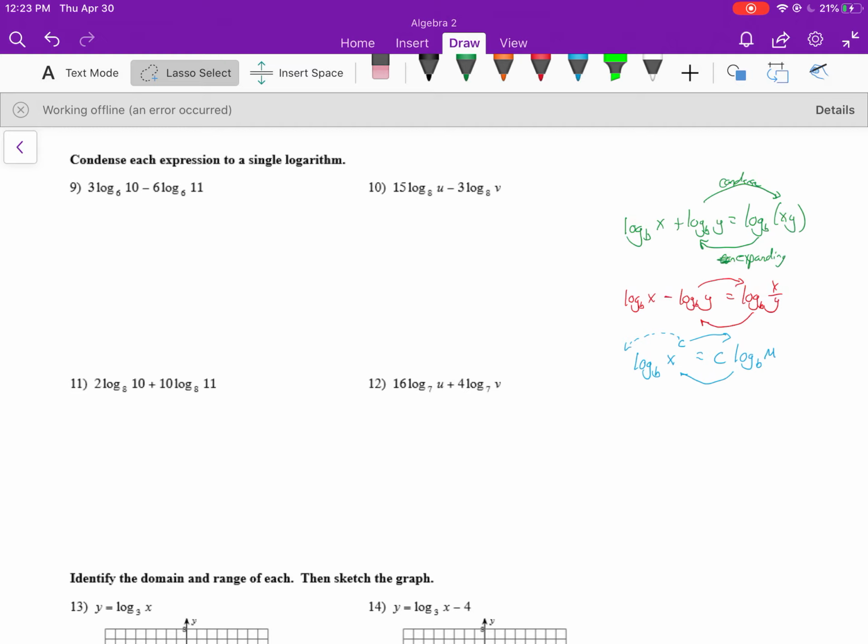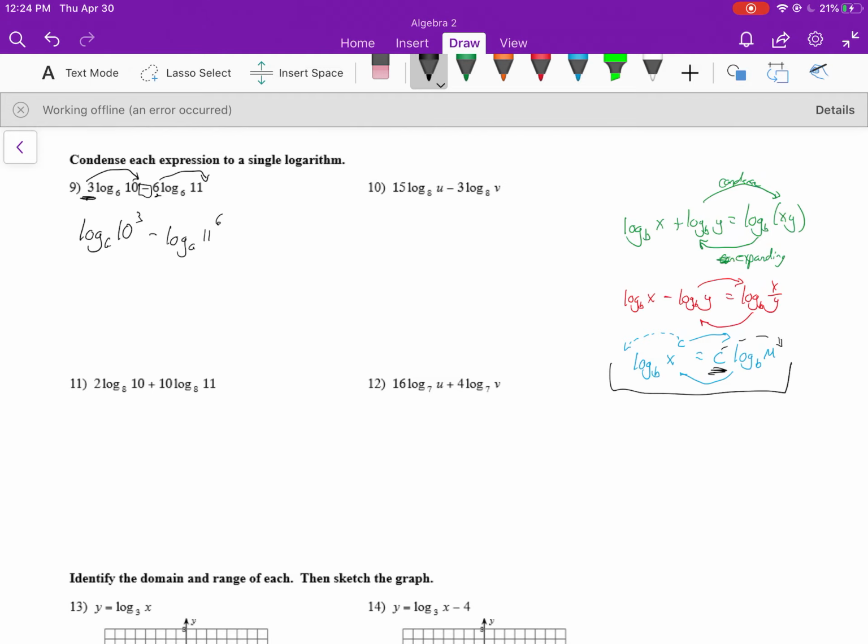So number 9, we're condensing. So the first thing we actually need to do, we can't do the subtraction yet. We have to work with these numbers out here. So this 3 is going to move up. We're using this rule here, and we're taking the c and moving it up to the exponent of m. So our next step would look like this: log base 6 of 10 to the 3rd minus log base 6 of 11 to the 6th.